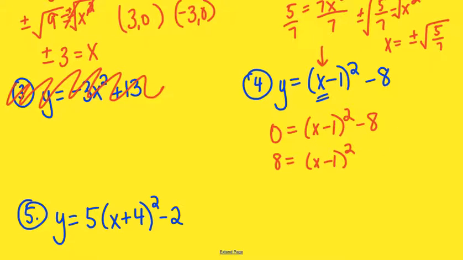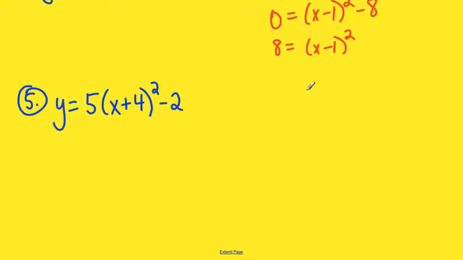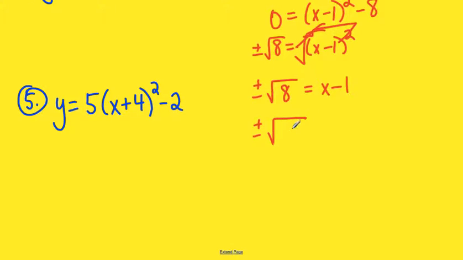Now I have to get rid of the square first. So square root it. Put plus or minus in front. It cancels over here. But I have plus or minus the square root of 8 equals x minus 1. Then to get x by itself, I add 1. Be careful here. It's the square root of 8, and then it's plus 1 equals x. It's on the outside. It's not in there under the radical. It's separate.